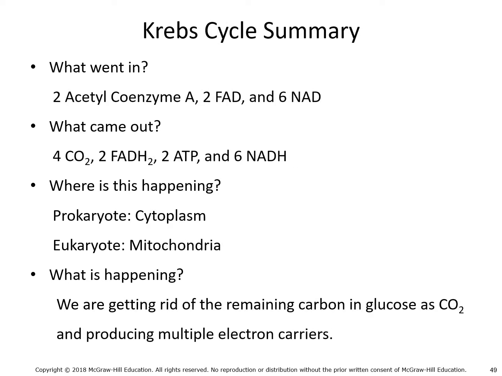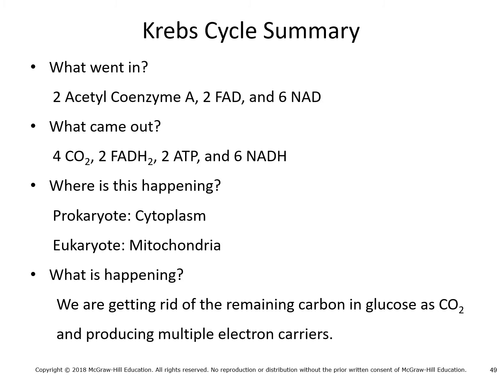So let's do that summary now for the Krebs cycle. So again, the acetyl coenzyme A, 2 of them come in. We also need 2 FAD and 6 NAD total. What's going to come out? Well, 4 CO2. We have our 2 FADH2s, 2 ATP, and 6 NADH.